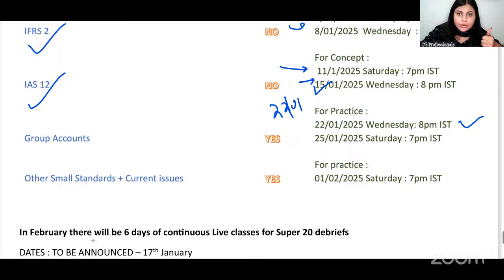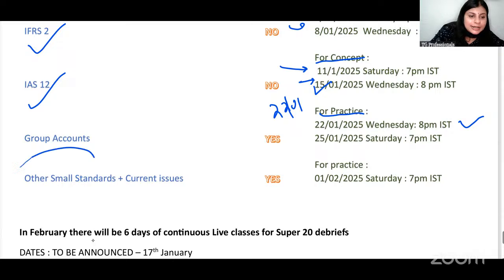See, I've written when I have to do concept and when I have to do practice. So for practice, I will meet on 22nd January, 8 p.m. Indian time for practice of group accounts. Same 25th January, Saturday, practice of group accounts.